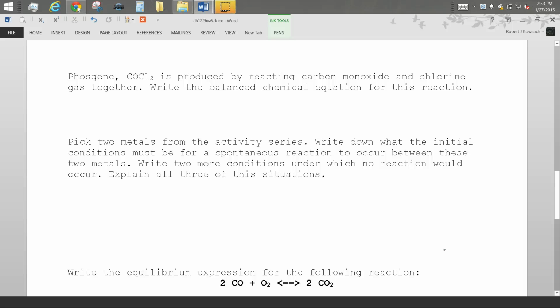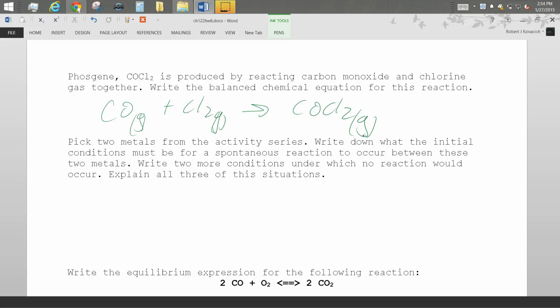Phosgene is produced by reacting carbon monoxide and chlorine gas together. So carbon monoxide and chlorine gas. Write the balanced chemical equation. This is the reaction that was used by Haber to kill the British troops that were in their foxhole. He had CO in a container and chlorine in a container, and when the plunger went down, the two mixed, made the phosgene, and then it slid across the ground and killed those guys.